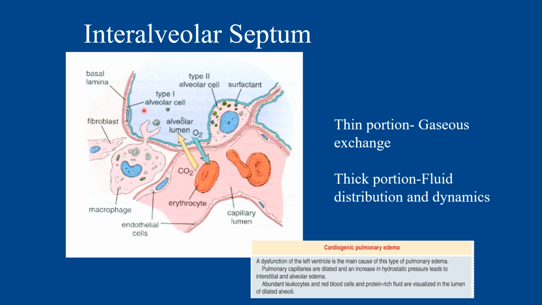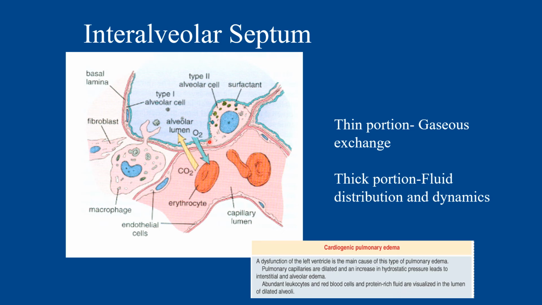The thin portion is lined by type 1 alveolar epithelium, which is squamous epithelium. The cytoplasm spreads to a large area. Then it lies on the basement membrane or basal lamina. Outside it lies the capillary. The capillary has an endothelium and a basement membrane. So this is the thin portion of the interalveolar septum through which exchange of air occurs. Oxygen from the alveolar air goes through this thin portion to the capillary, and from the capillary carbon dioxide comes out into the alveolar air.